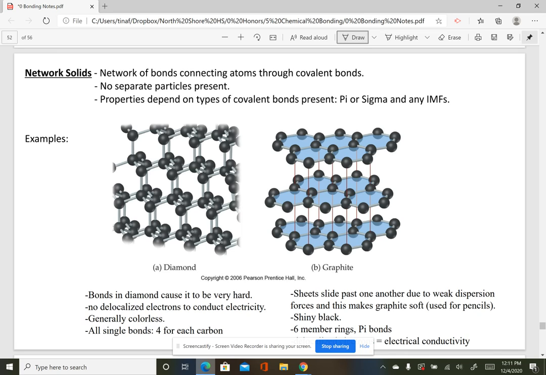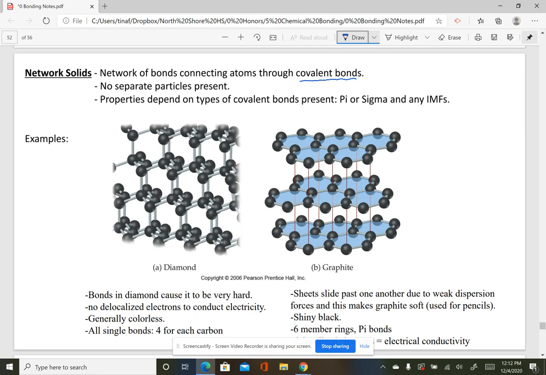Hi guys. So before we talk about the properties of all of these different types of solids, we have two other solids to actually introduce you to. Network solids are pretty cool because instead of being molecules that are held together by attractive forces, by IMFs, we have these big networks of molecules held together by covalent bonds. So instead of just attractive forces holding the nonmetals or the molecules together, we have these really strong bonds.